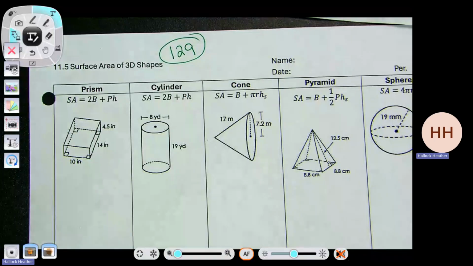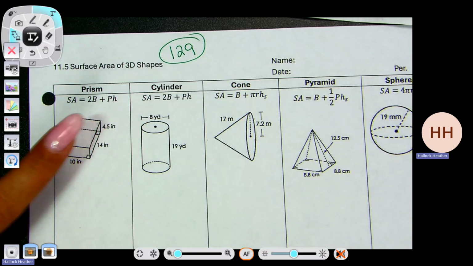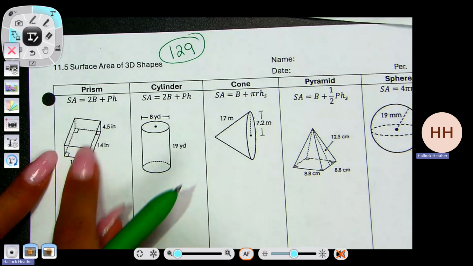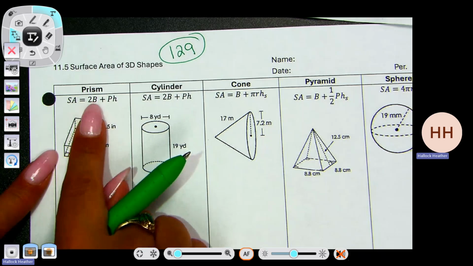Water or liquid or whatever you're filling it with. Surface area is wrapping the present. Okay, so we are wrapping presents. So here's my present, here's my box. So we have this formula. It's on your blue sheet.